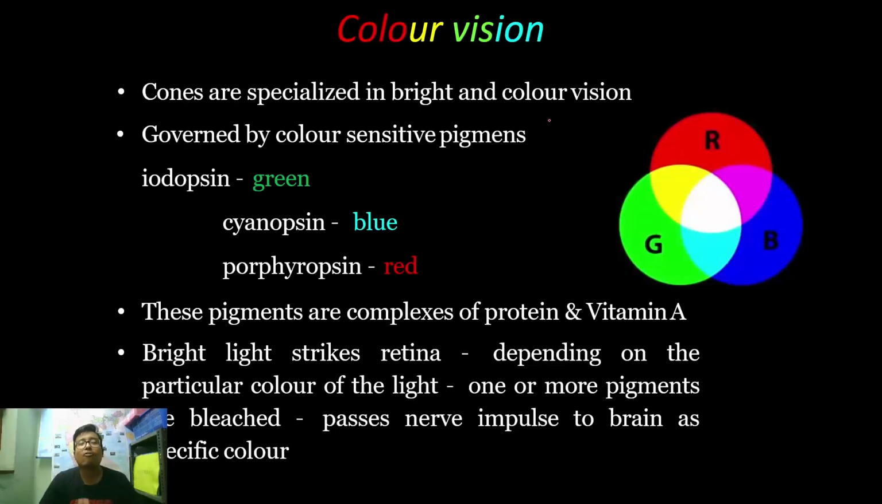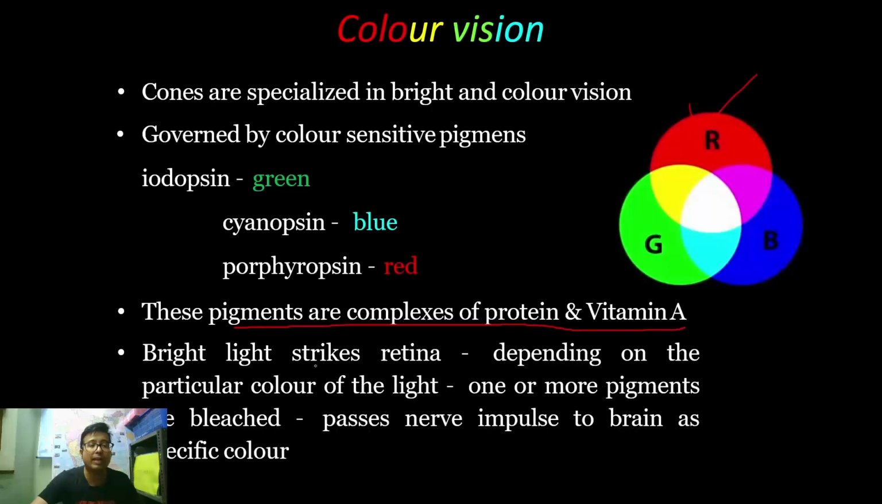And now one last slide about color vision. Color vision is specialized in by the cone cells. Iodopsin actually takes into account the RGB pigments, red, green, blue, and these pigments are complexes of proteins and vitamin A. Remember, vitamin A plays a less important role in color vision, and color vision is not hampered in case of vitamin A deficiency because there are other factors that you don't need to know.